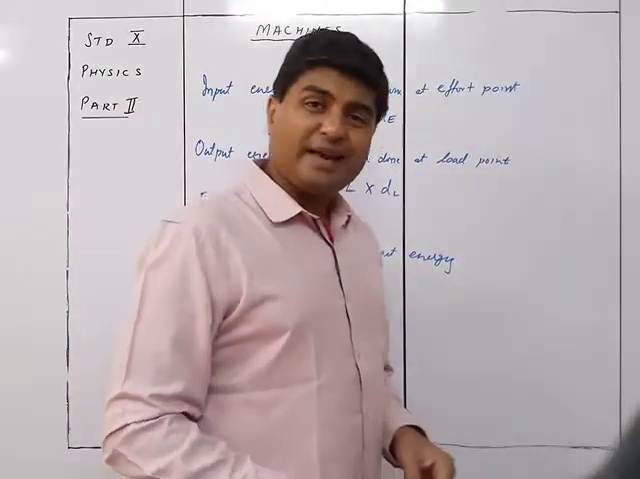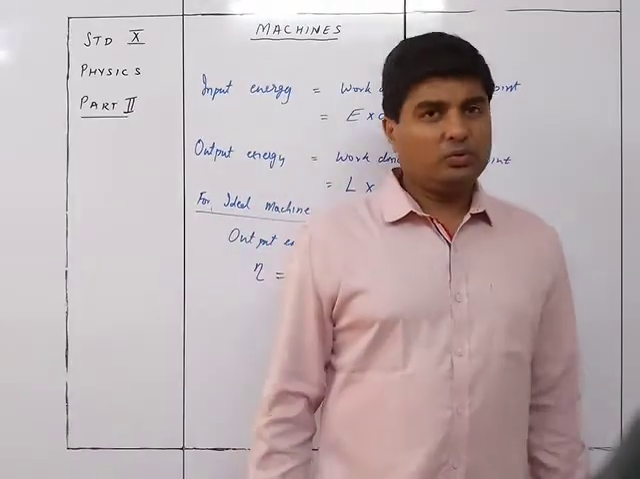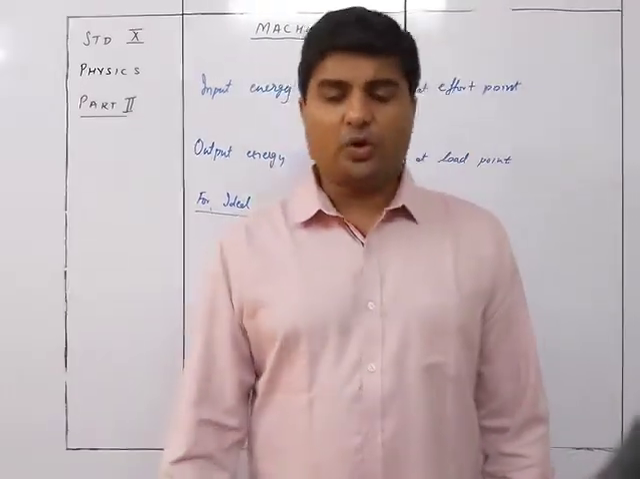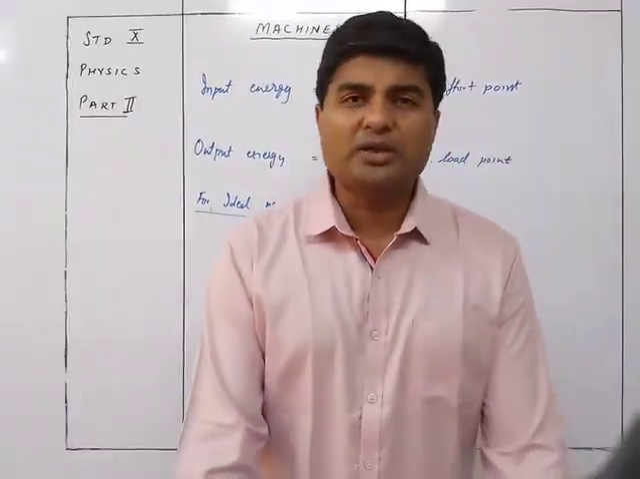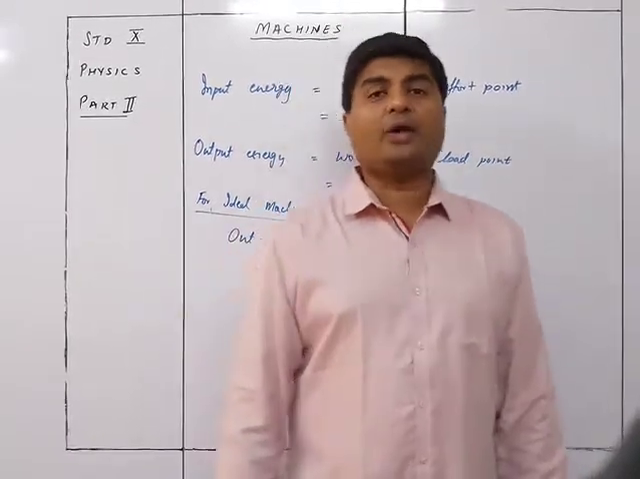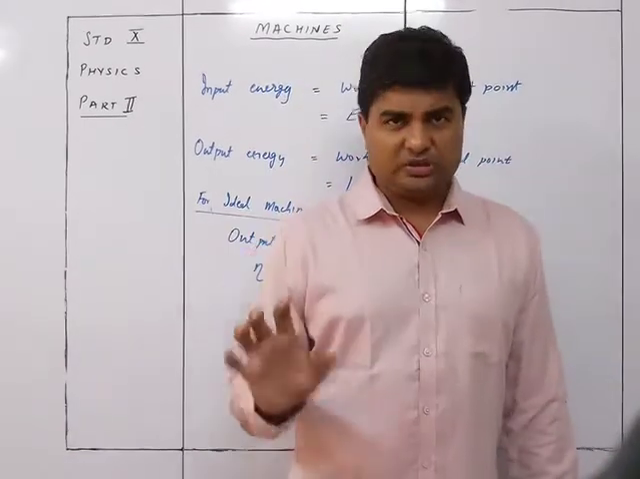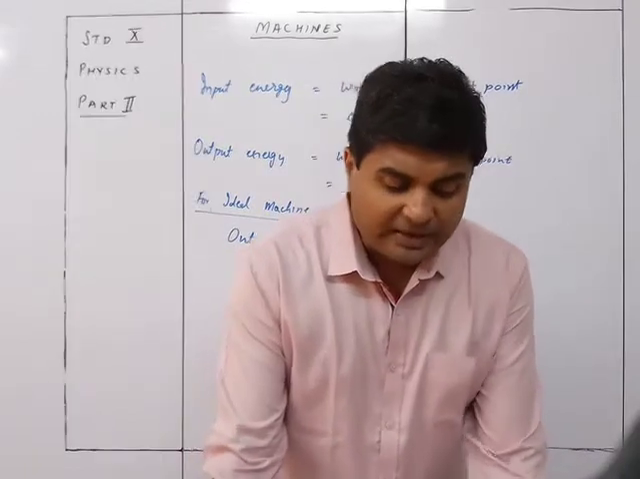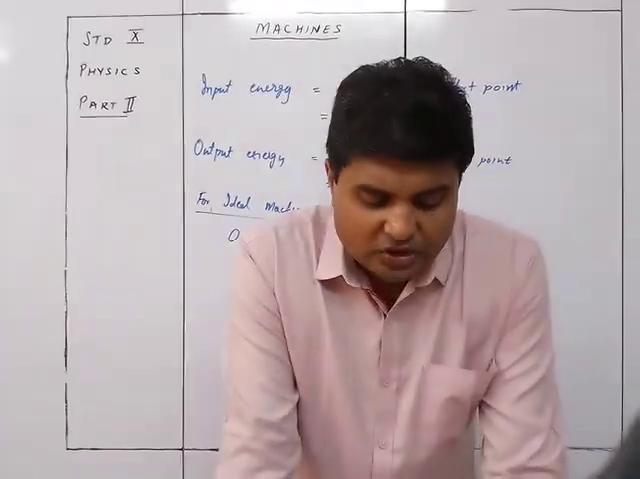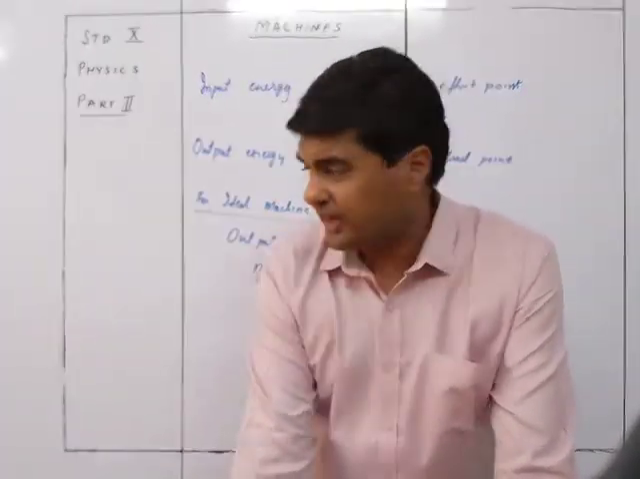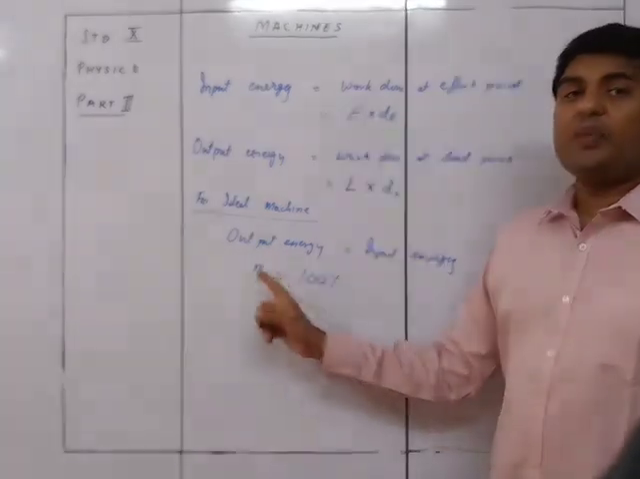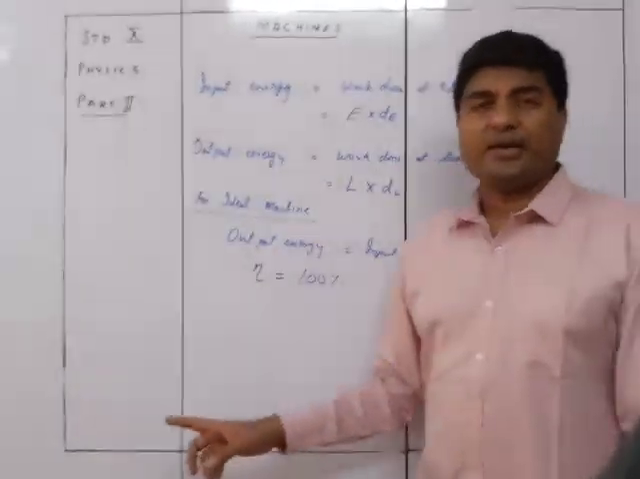But is there an actual ideal machine? No, there is never an ideal machine. There is always going to be some loss taking place. So what are they called? They are called actual machines. Okay, so what is an actual machine? In an actual machine, the output energy will always be less than the input energy.